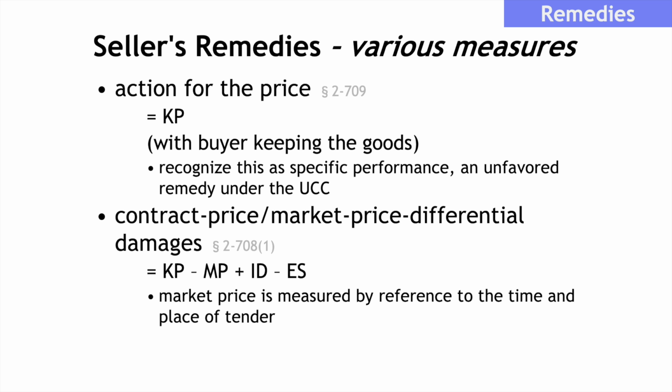Why contract price versus market price? Doesn't that leave the seller better off? Yeah, because they were supposed to get the benefit of the bargain. If the seller was so smart they could sell someone a barrel of oil at $100 when it's going for $50, they're supposed to get the benefit of the bargain. That's the idea behind contract price, market price, differential damages.